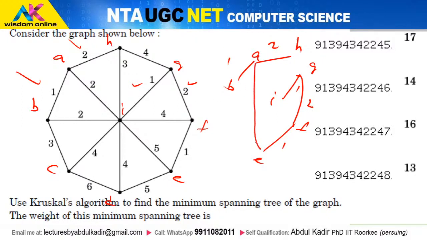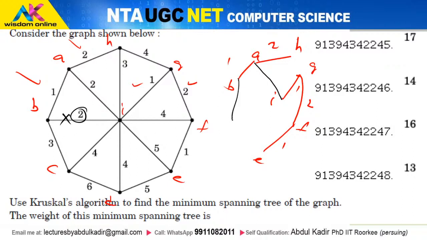So A to I, wait a second. Okay, so from A to I, this edge you can take, and then B to I you cannot take, because there will be a cycle. So what is the edge that is remaining? We have taken all the 2 edges, so now you can take the 3 edges.